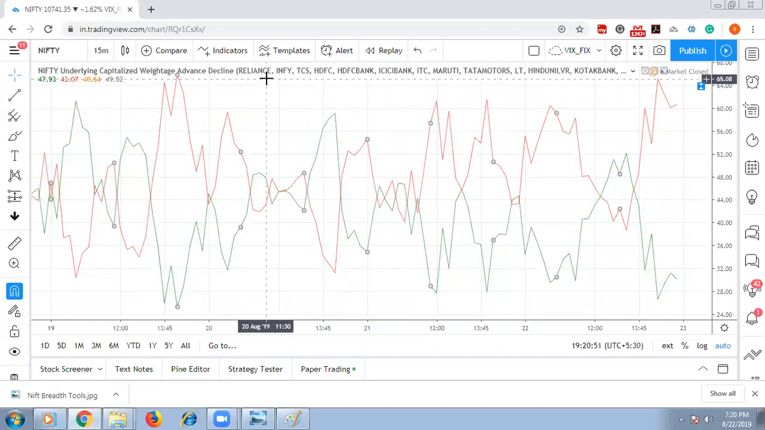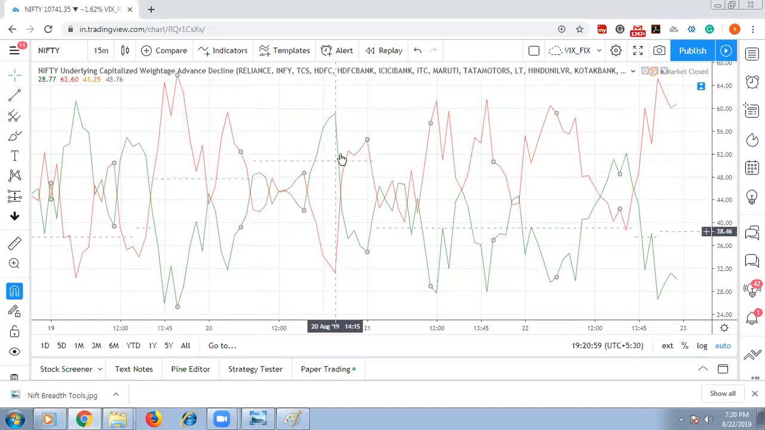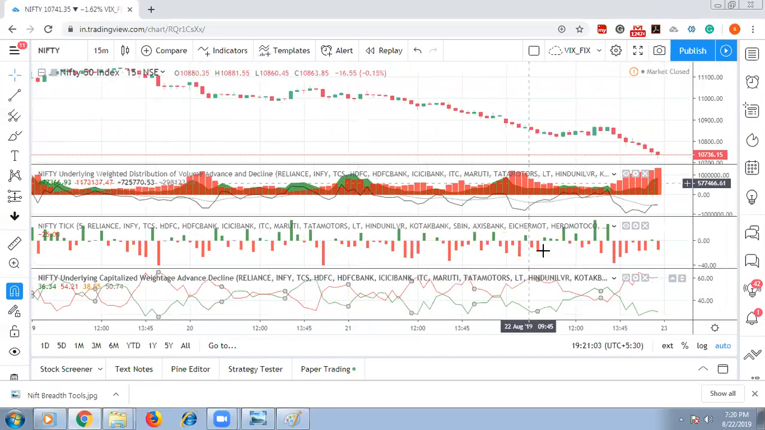Okay, based on the assigned capitalization, how many stocks are moving up or down. In the previous example of tick, I explained it's plain. If a stock moves up by 5 paisa, it will show an up tick. If a stock moves down by 5 paisa, it will show a down tick. But here it is not like that.